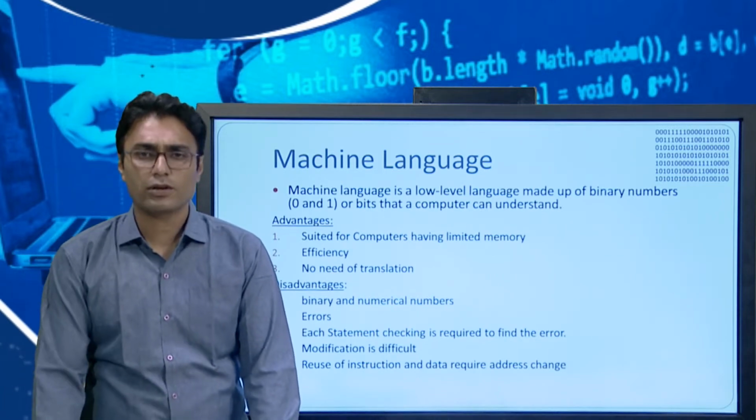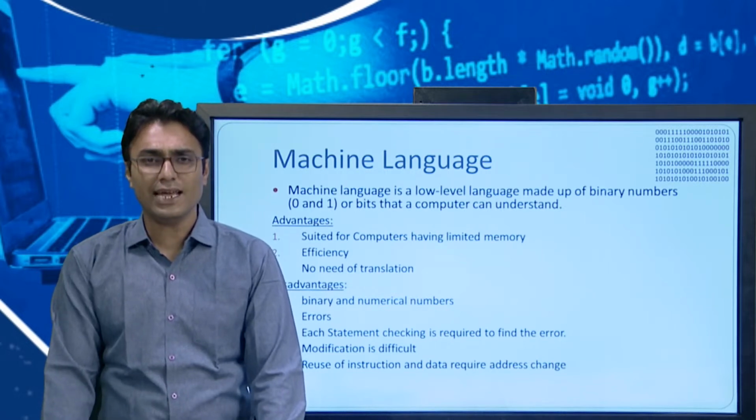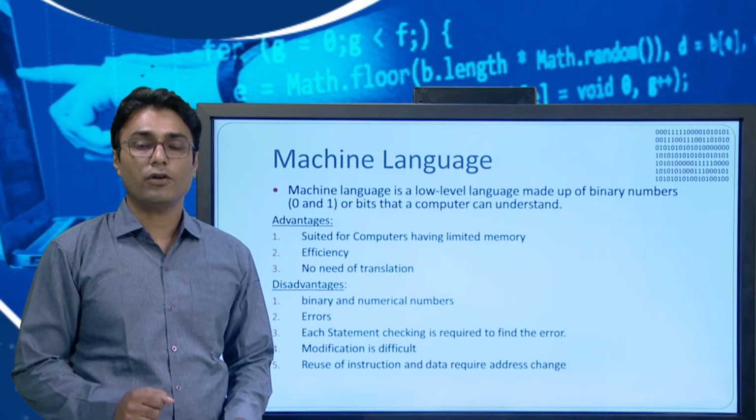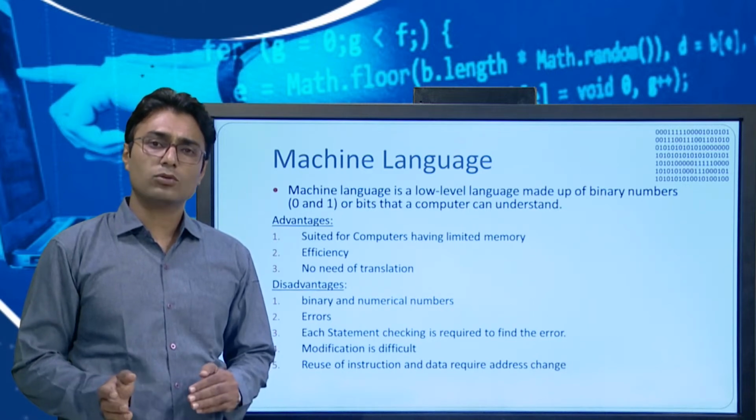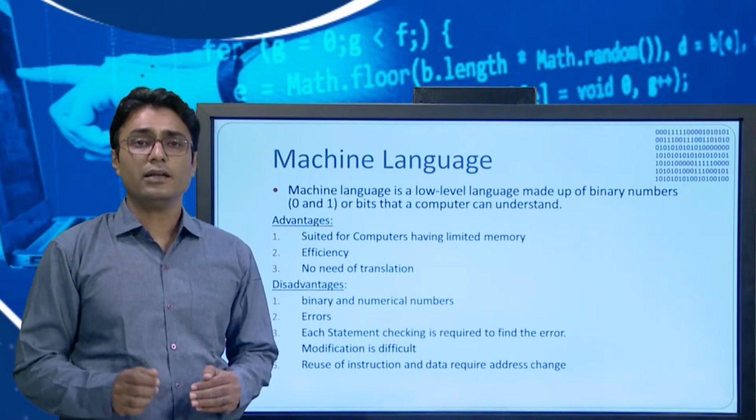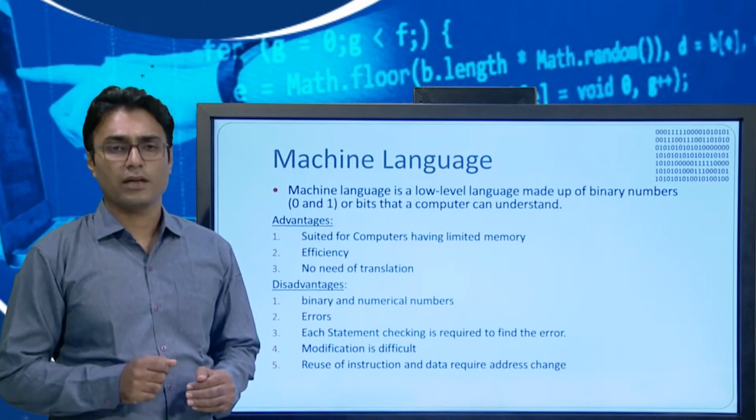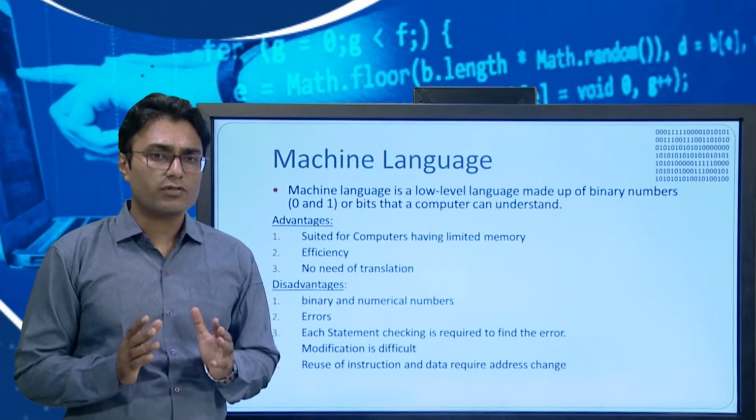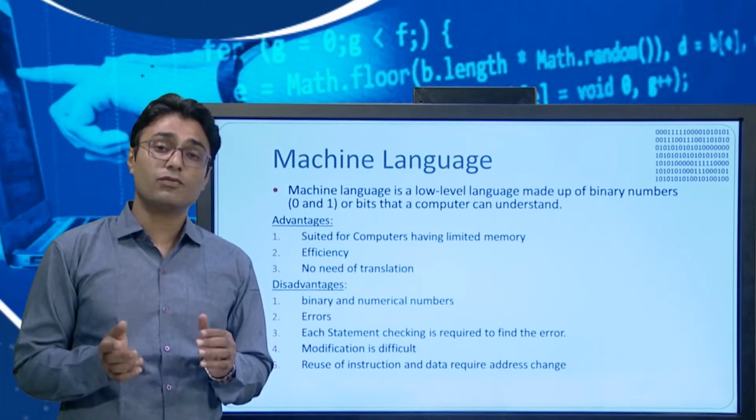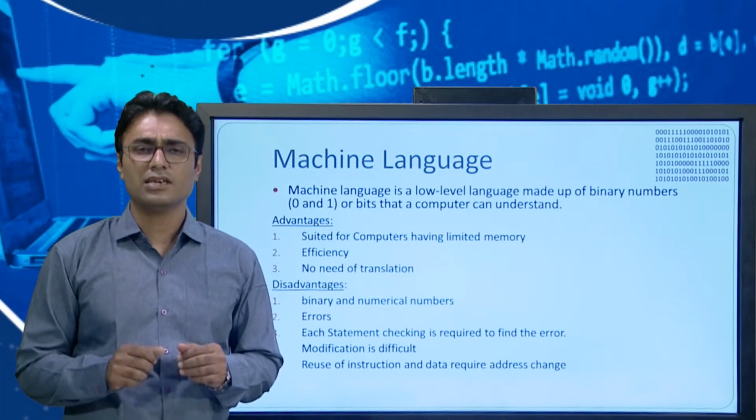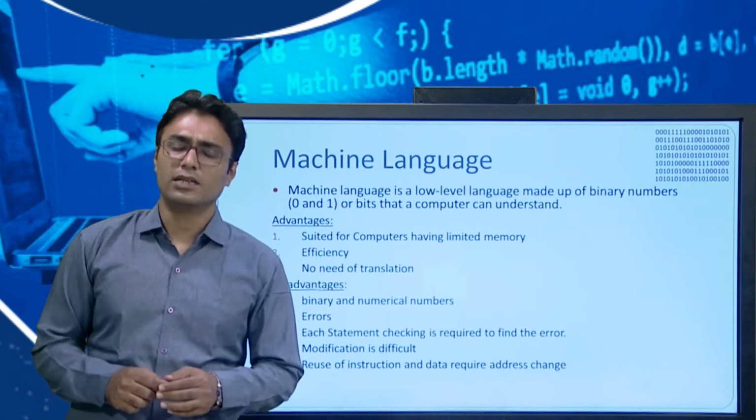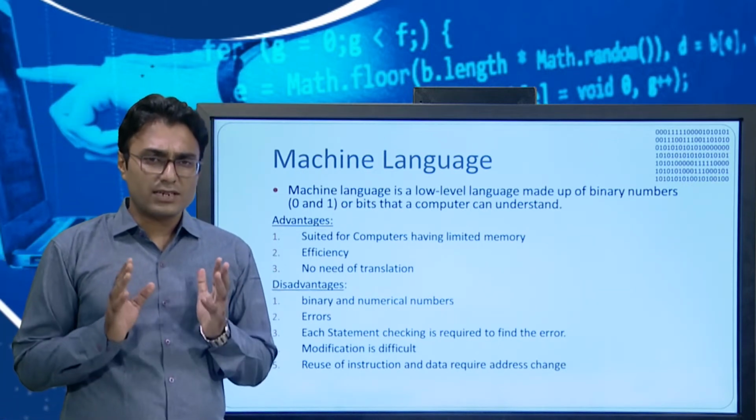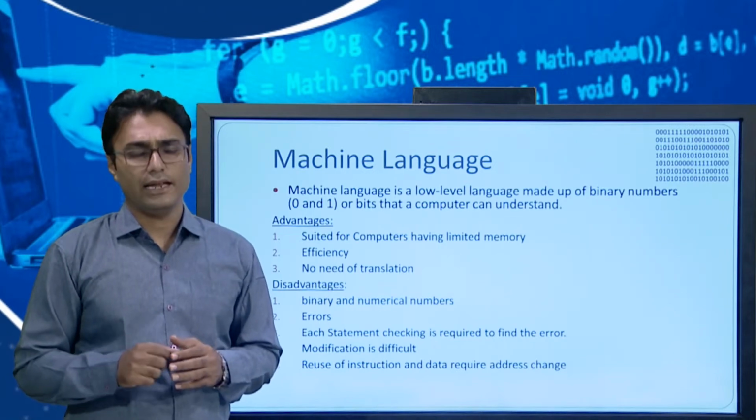The second one is programs written in machine language are quite efficient because they take shorter time for execution as compared to programs written in other languages, right? The third one is no need of translation of the programs, because programs written in machine language are directly understood by the computer, right? Then let's discuss some of the disadvantages of machine language.